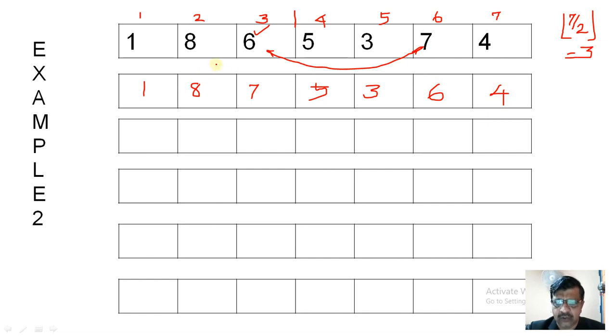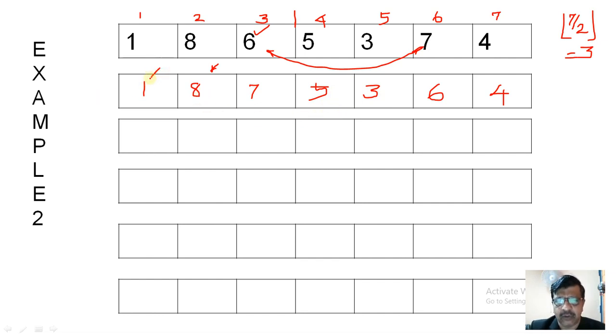Then the probe will move to 8. During heapification, the heap sort algorithm moves from n by 2 to 1. So 8 is the second parent. His children are 5 and 3, because 2 into 2 is 4, and 4 plus 1 is 5. They are 5 and 3, who are already lesser than 8. Therefore, parental dominance is maintained.